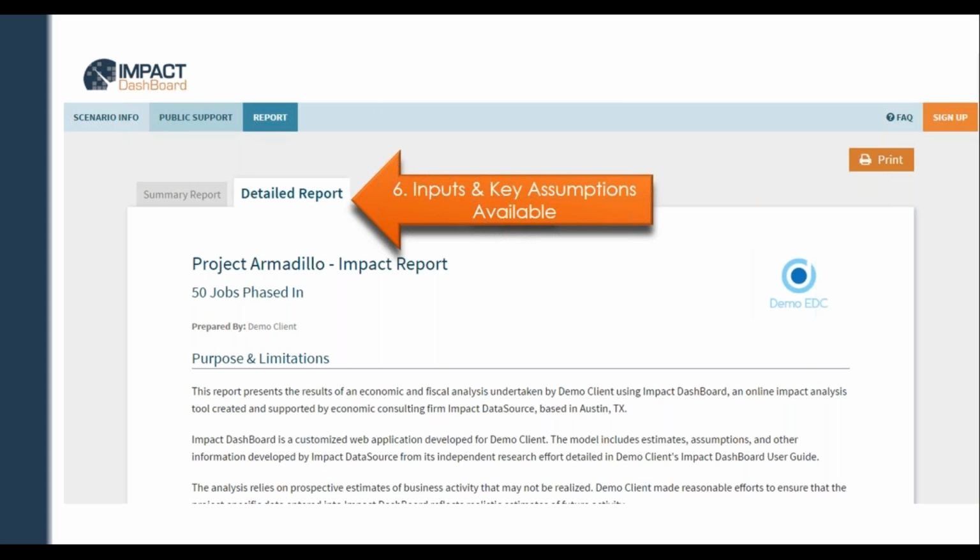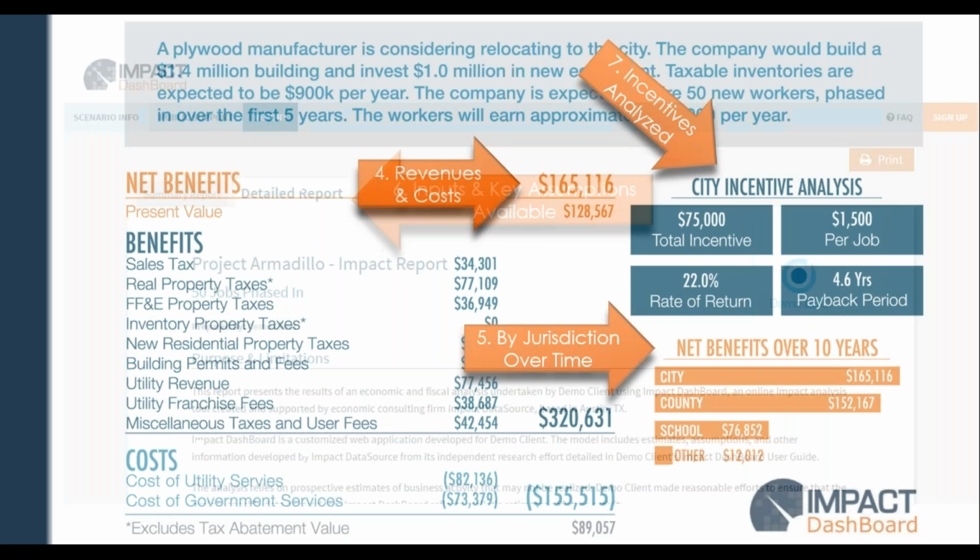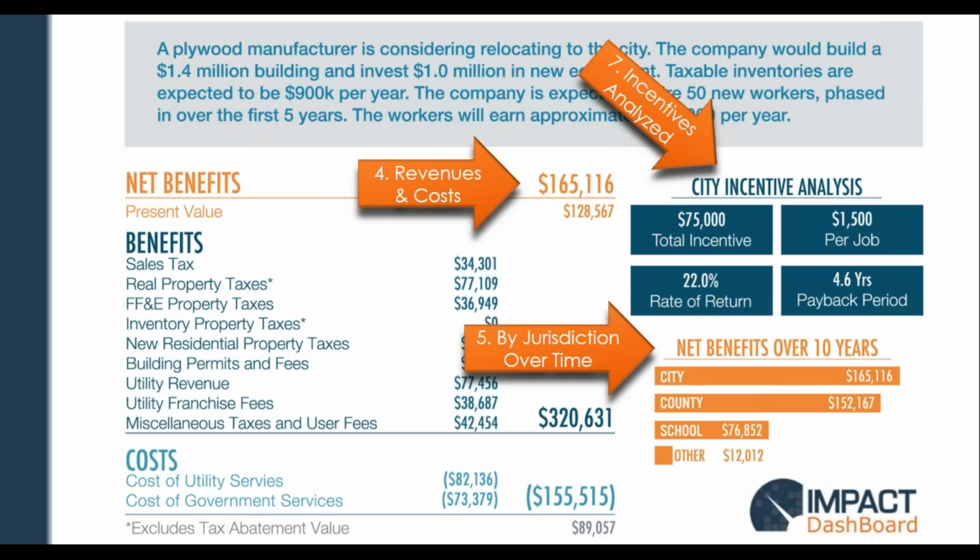And then number 7, we go back to the bottom half of our page here. We can see our incentives analyzed here. In this case, we had a $75,000 incentive. Again, if we think of that incentive as the investment, we compare that to the net benefits that are shown right there to the left of it, about $165,000.